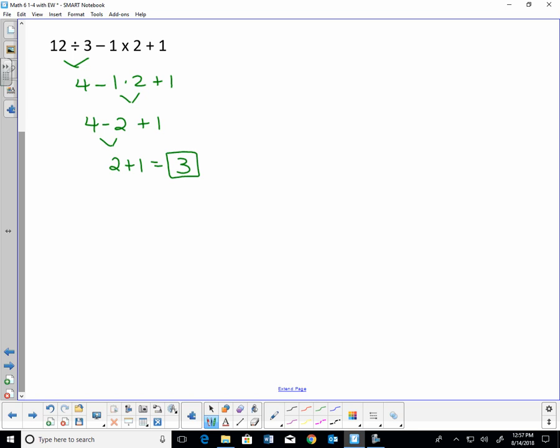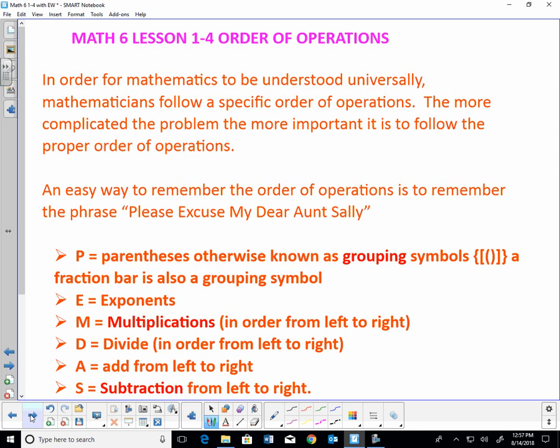I'm going to talk to you today about how important the proper order of operations is and what the order of operations is. In order for mathematics to be understood universally, mathematics follows a specific order of operations. The more complicated the problem, the more important it is to follow the proper order of operations. An easy way to remember the order of operations is to remember the phrase, "Please excuse my dear Aunt Sally."